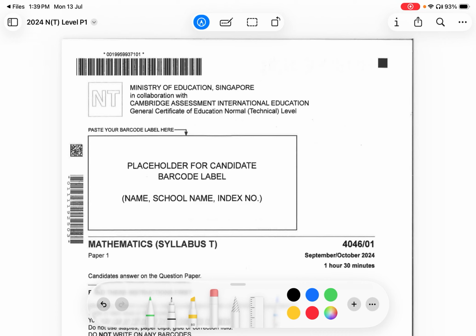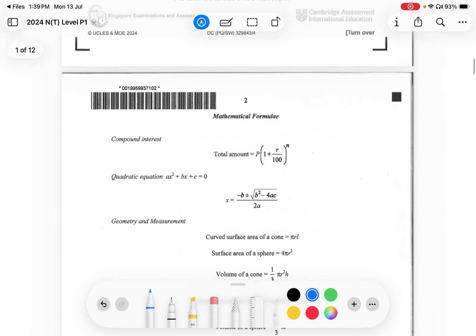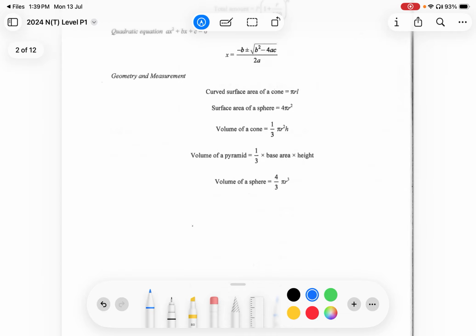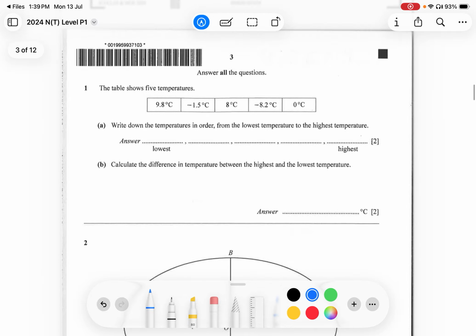Okay, so let's do the 2014 paper 1, N-level paper. Let's try this together. This is a formula list. Show the first 5 temperatures, start from the lowest to the highest.